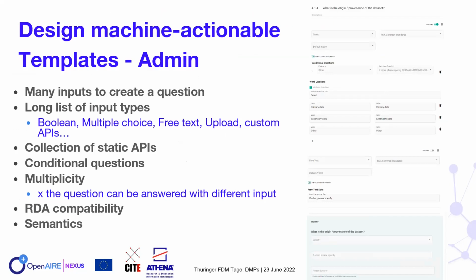You can benefit from different input types like Boolean, create your template as you wish, upload, customize APIs if you want, multiple choice, etc. And overall, also make your DMP machine actionable by controlling semantics and RDA compatibility.